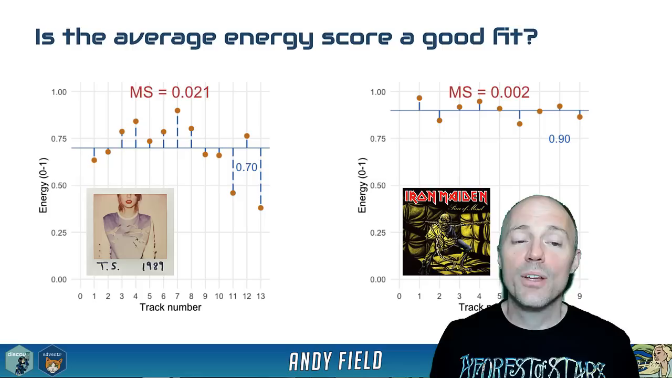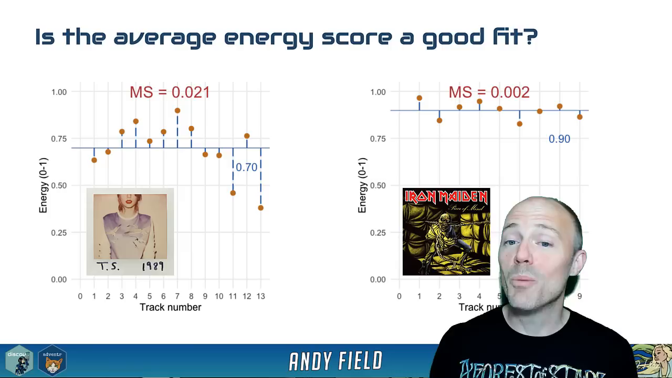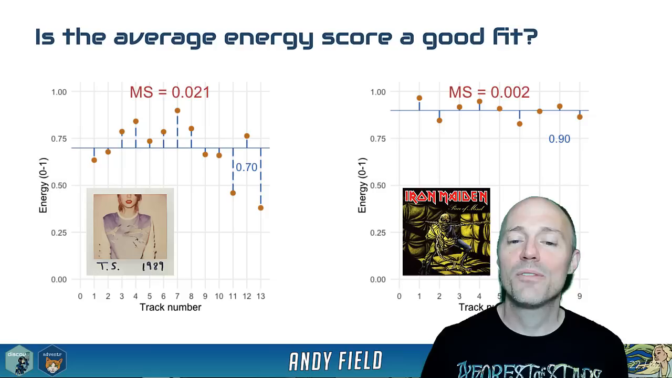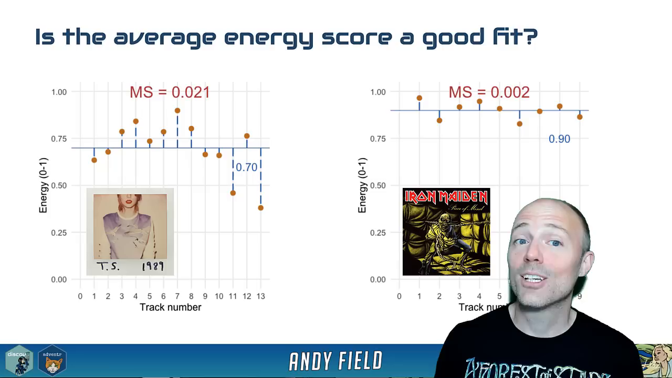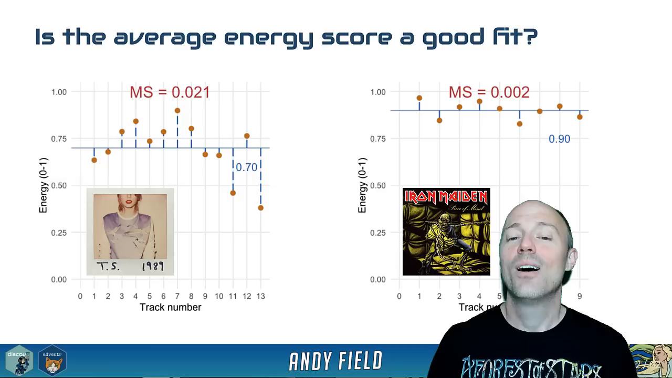So in terms of using the average to tell you something about the album in general, the mean is a better fit for the Iron Maiden album than the Taylor Swift album. So if you say to someone, on average, the tracks on Peace of Mind have energy levels of 0.9, any track they choose, that's going to be a pretty good predictor of how energetic it is. In other words, there's a lot of consistency in the energy levels on that album.